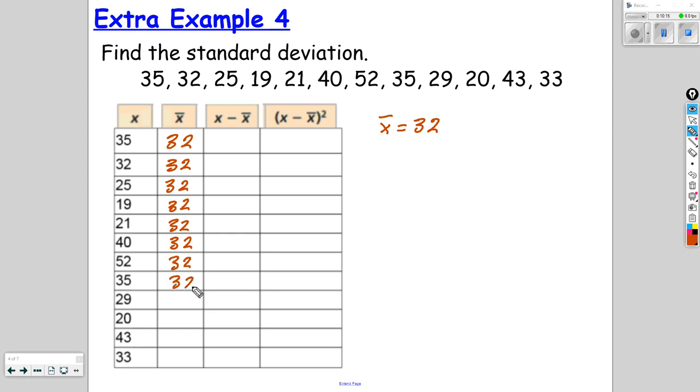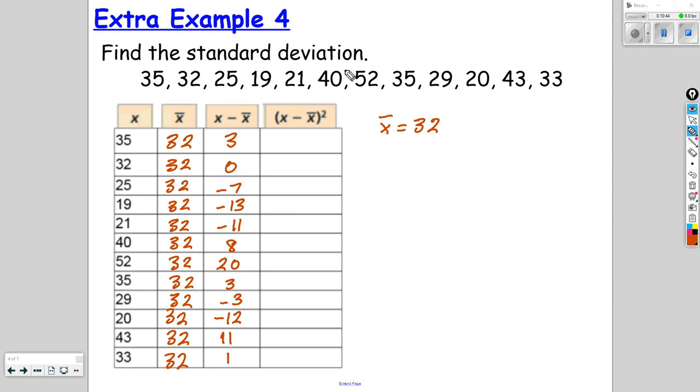Now in the third column, what we're going to do is find the difference between each one of these data values and the mean in this data set. So 35 minus 32 would be 3, then we have 0, then we have -7, negative 13, negative 11, 8, 20, 3, negative 3, negative 12, 11, and 1.